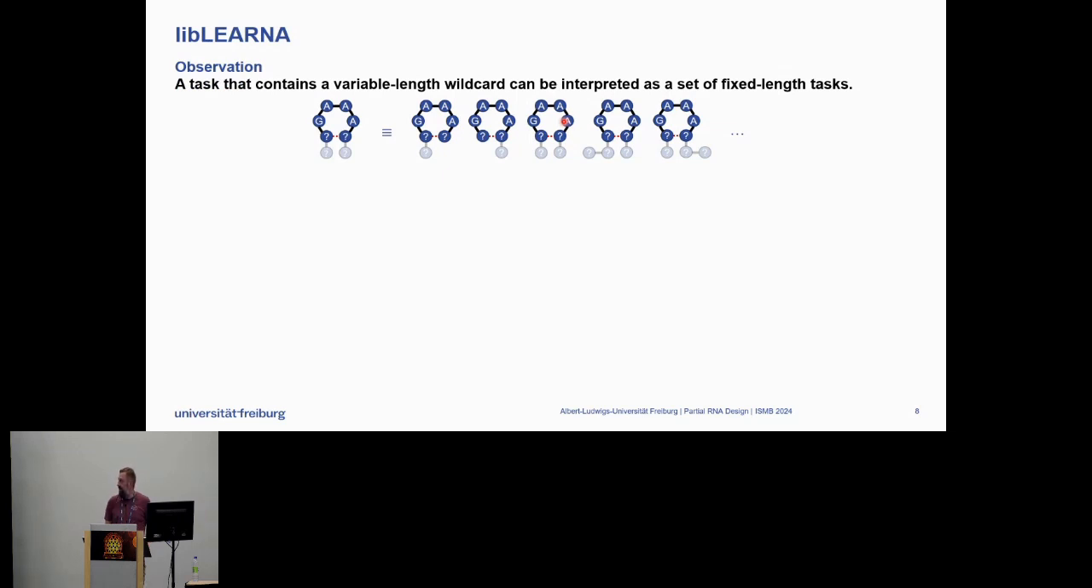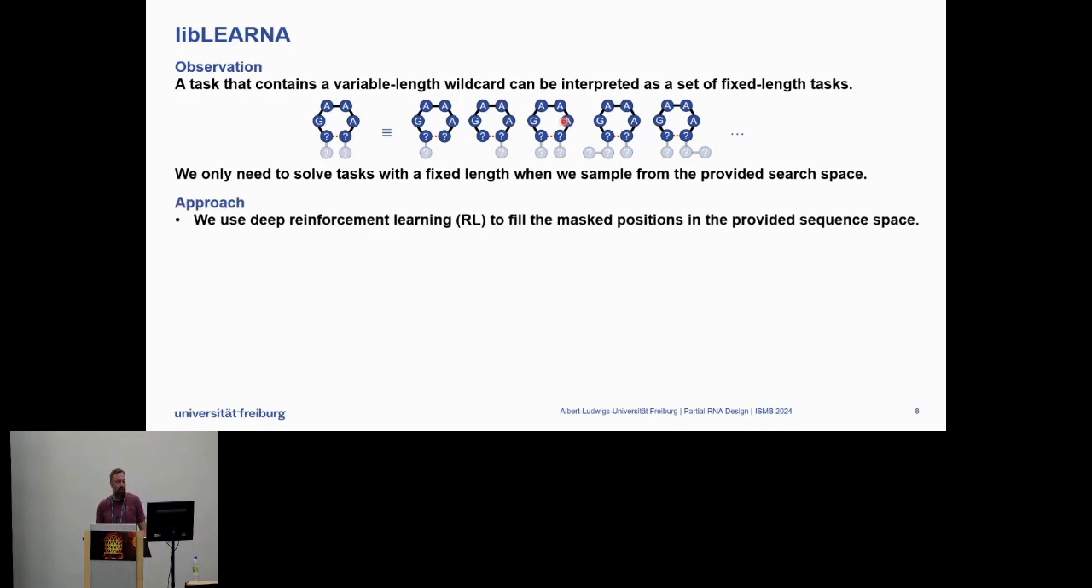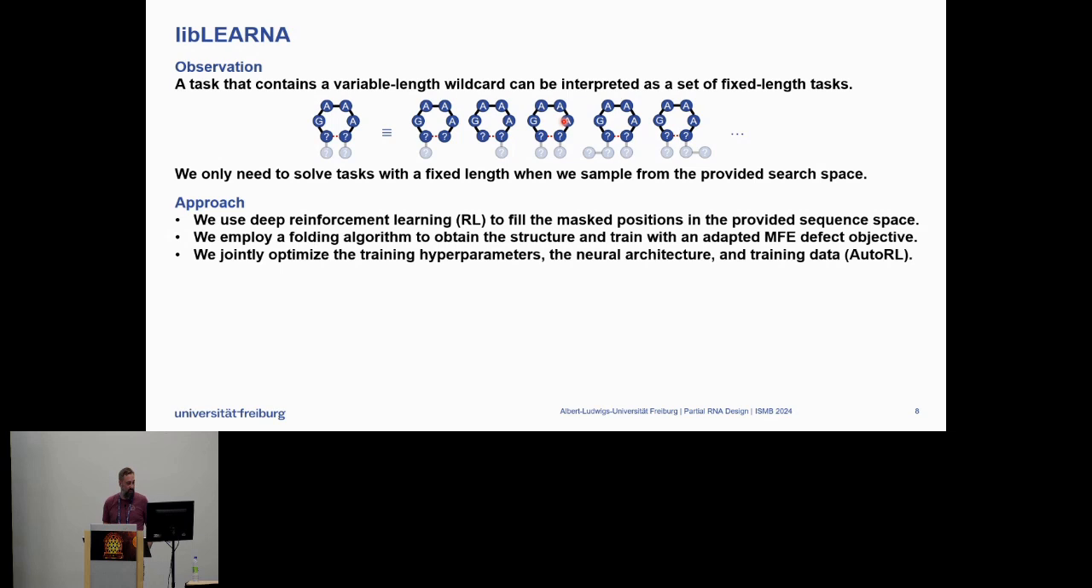Now, looking at the algorithm we developed to solve this task, I would like to start with a certain observation, and that is that whenever we have a task that contains a variable length wildcard, we can actually interpret that as a set of fixed length tasks. And this means that we reduce the complexity of the problem a lot, because we can now consider only sets of fixed length tasks when we sample from this provided search space. Our approach to design sequences now is that we use a deep reinforcement learning agent that just fills the mask positions in the sequence. And then we use a folding algorithm to get the structure and train with an adapted MFE defect objective here, which I will explain in a minute.